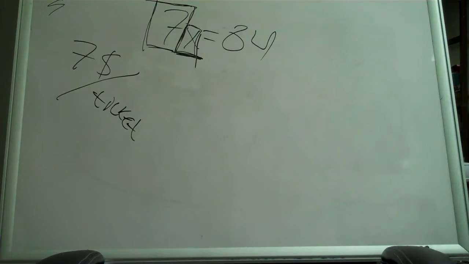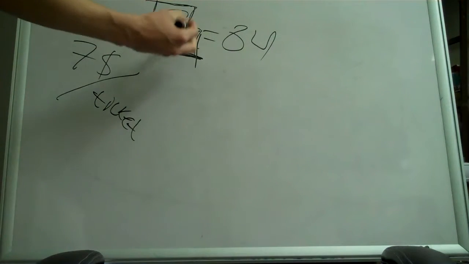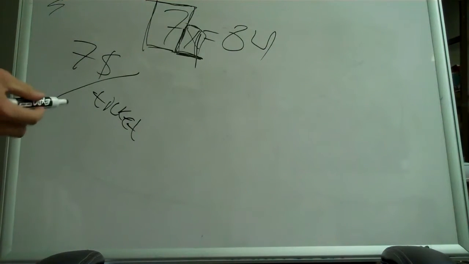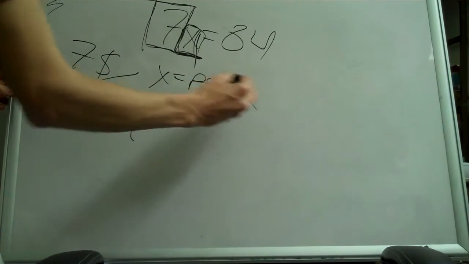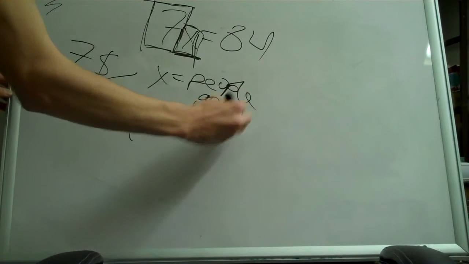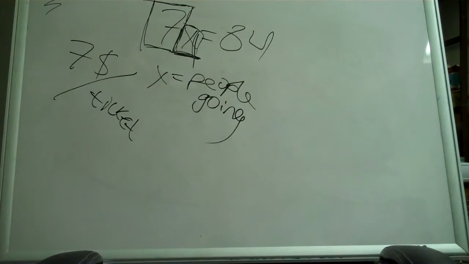And so, of course, to solve this, you divide 7 into 84, and you could figure out how many people could go. The x would represent people going. So, just stuff like that.